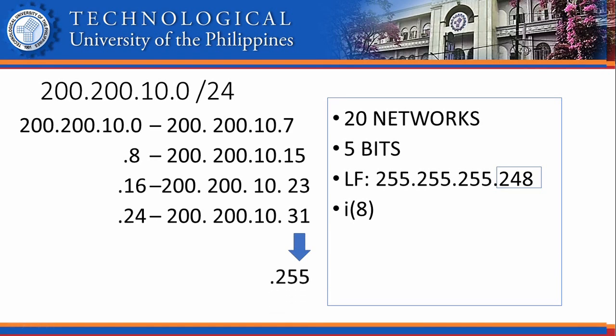Yun yung pinakahuli mo. Hindi ka na pupunta sa third octet, hindi ka na pupunta sa second octet. Doon ka lang sa fourth octet, kasi doon lang natapos yung new subnet mask mo. Doon ka lang mag-i-increment. Tapos na tayo mag-subnetting. Ganun lang yun. Pero syempre may question si Cisco.